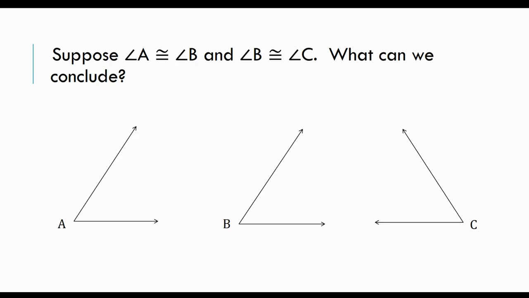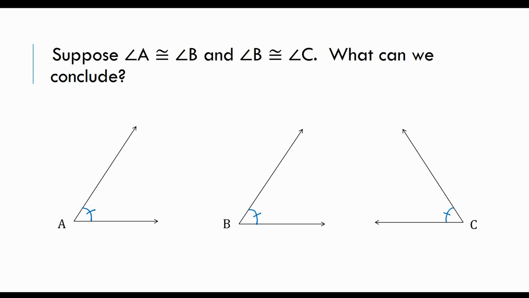It says, suppose that angle A is congruent to angle B. So I'm going to mark that in my picture. Angle A, I'm going to mark like this, which means that angle B is also going to get marked like that. It says, and angle B is congruent to angle C. Well, notice that angle B is already marked. So that means I get to mark the exact same for angle C.